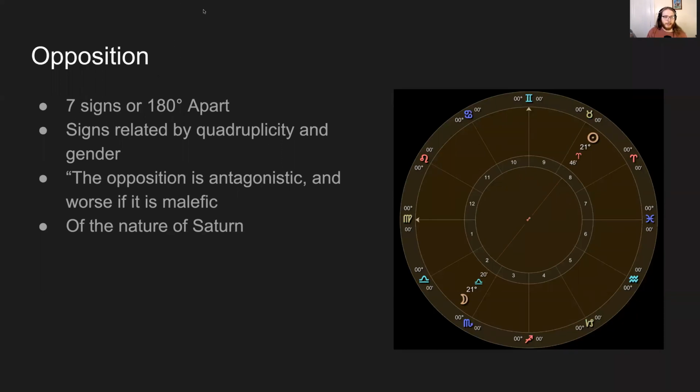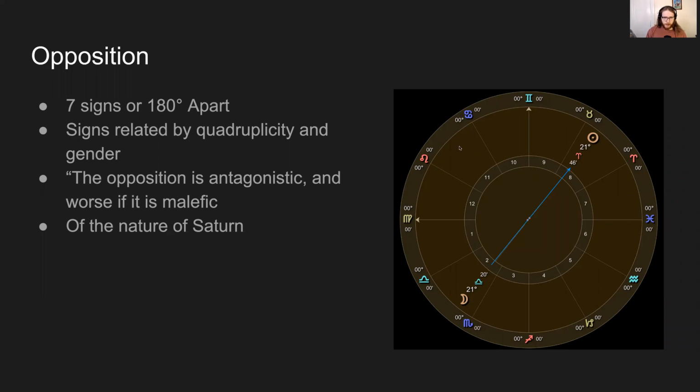So the opposition is not a regular polygon, but it is just this neat division of the circle into two hemispheres. So they're always going to be 7 signs or 180 degrees apart. Signs are related by quadruplicity and gender. And so it's interesting that this is considered to be more antagonistic and oppositional than the square. You might think that because the square only relates on one sign quality instead of 2, the square might be more oppositional, or antagonistic and filled with conflict.